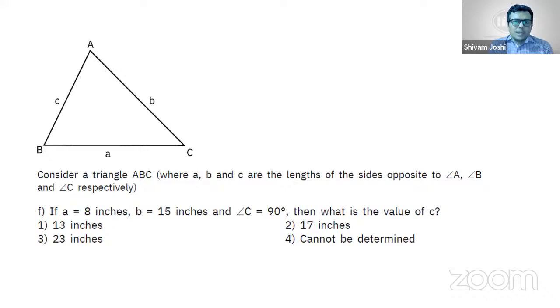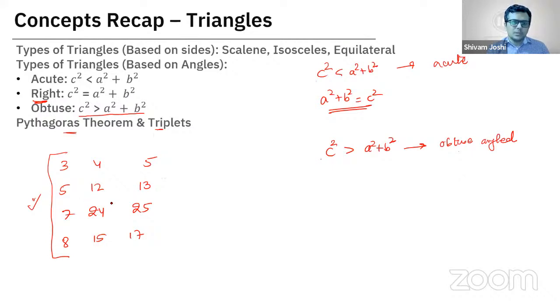Okay. Let's look at this question. Consider a triangle ABC. Okay. A is 8. B is 15. And C is 90. The moment you know this much, that it's a right angle triangle and two of the sides are 8 and 15, right? 8 and 15 should be the sides which are making a right angle, right? If that happens, the hypotenuse here has to be 17 according to the triplet.